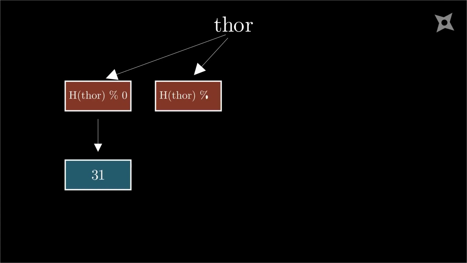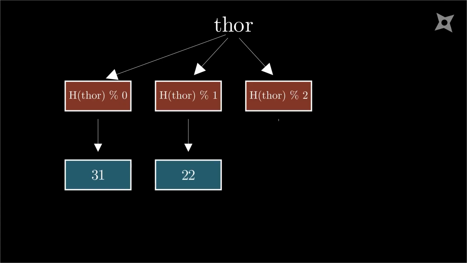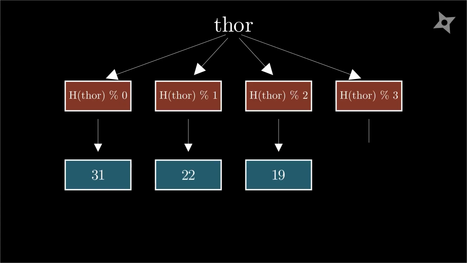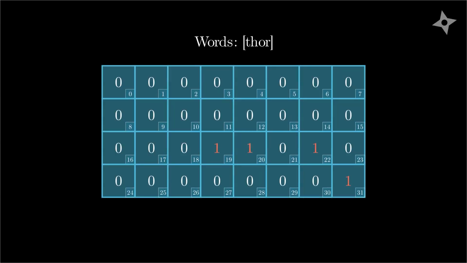And what we're going to do is pass this into 4 hashing functions. Each hashing function will give you some number that is defined in the hash space. Let's try to map the output of all 4 hash functions to the hash space. So bit number 19, 20, 22 and 31 will all be flipped from 0 to 1.